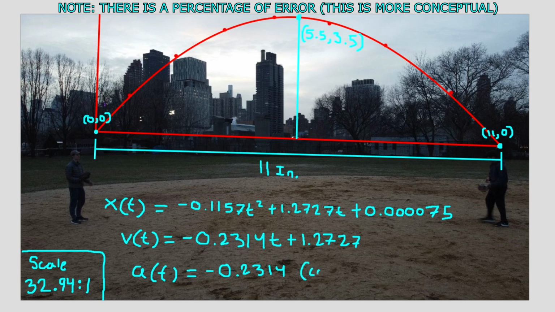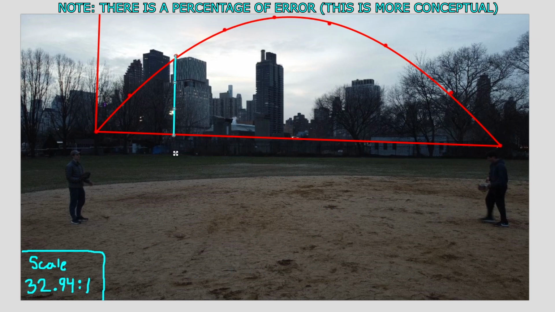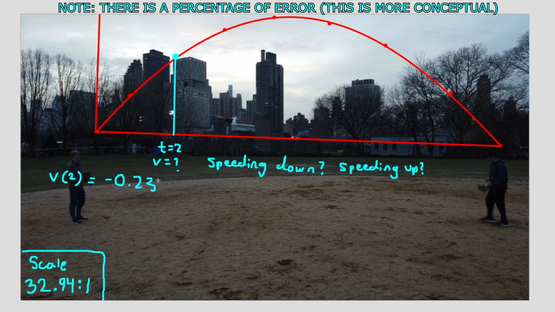As we can see, the acceleration graph gives us a constant negative number. This means that the position graph is always concave down, which is true. It's a parabola. Now, using everything we just calculated, let's try and find the velocity at 2 seconds. Will the ball be speeding up, speeding down? Well, let's find out.